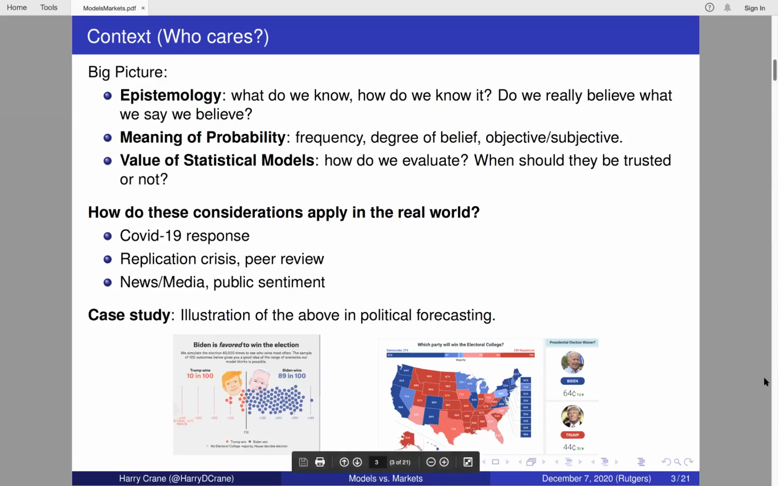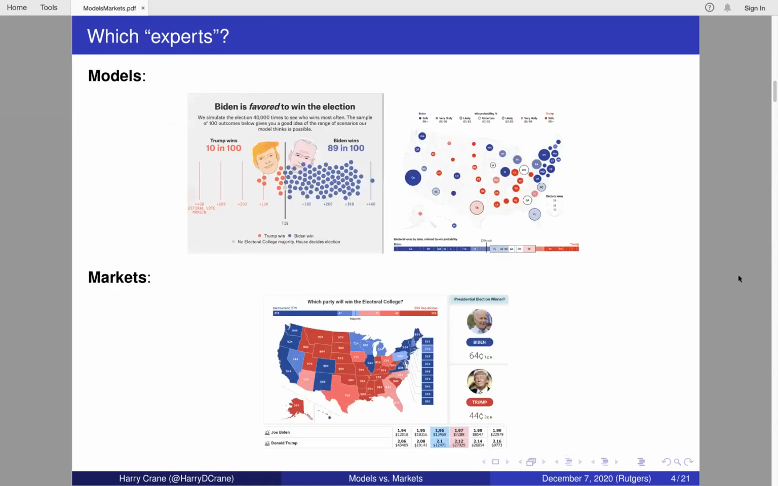But for the most part, I'm going to focus this conversation on how this relates to political forecasting, and in particular this year's election. If we were trying to get a handle on who was likely to win, I'm going to focus on the presidential election for this talk, but we could of course do this for the Senate, the House of Representatives, and so on. But if we were to look at some kind of authority or expert, which experts do we look to? The two that I'm going to pit against each other here are the models or the markets.